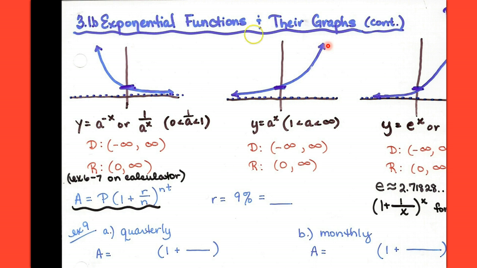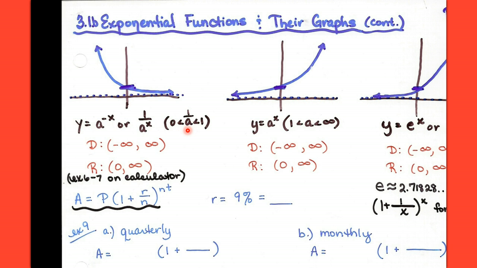We had talked about the decreasing function y equals a to the negative x, or another way of thinking of that is 1 over a to the x. Whichever way you think of it, you're going to get values in between 0 and 1. You're going to get fractions, right? Like if you have 2 to the negative x, that's the same thing as 1 over 2 to the x, so that's going to give you fractional values.